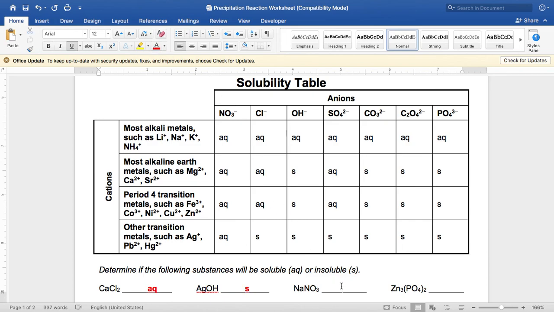All right, what about sodium nitrate? Again, try to do this on your own before I put up the answer. Okay, sodium is right here. We have Na positive. Nitrate is our first one, and we see that it is aqueous.